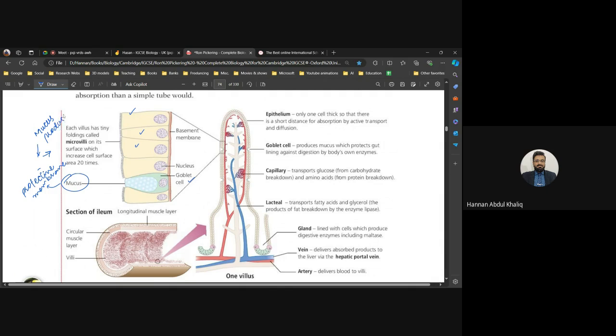when there is long-term stress. And the long-term stress basically causes the intestine to develop ulcers. That is why mucus is really, really important.